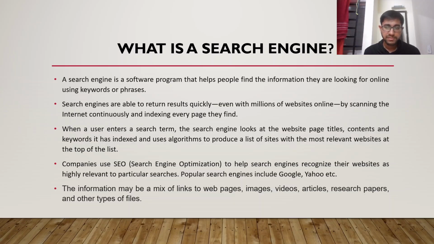Even with millions of websites online, search engines work by scanning the internet continuously and indexing every page they find. When a user searches for an item, the search engine looks at the website titles, contents, and keywords it has indexed, and uses algorithms to produce a list of options, with the most relevant websites at the top of the list. Companies use SEO. What is SEO? It is search engine optimization. The companies use SEO to help search engines recognize their websites as highly relevant to particular searches.